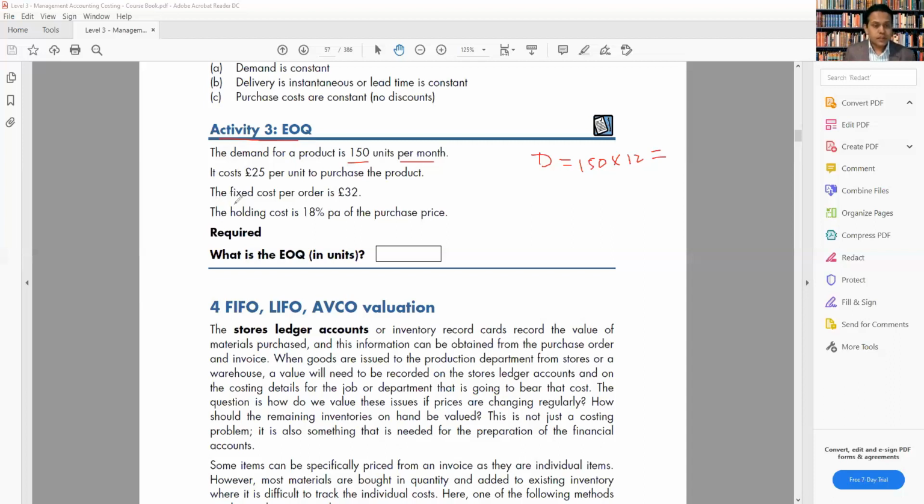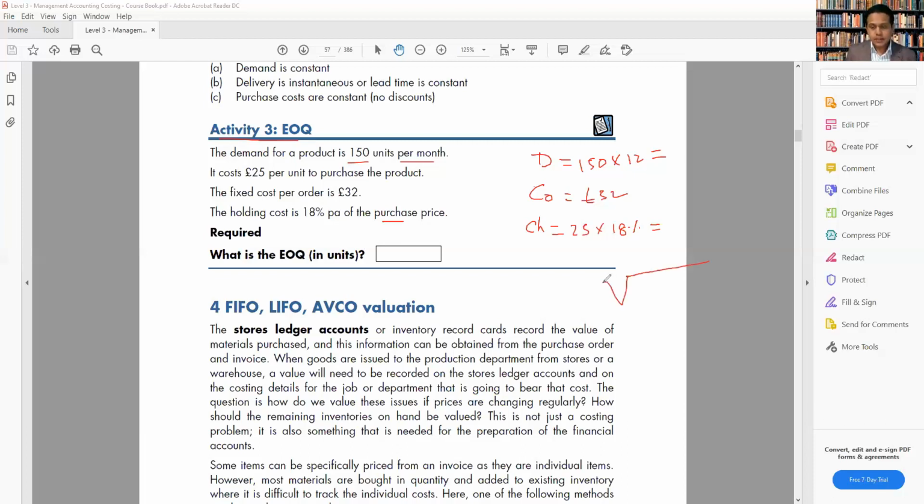The next one is the fixed cost per order, that's the cost of ordering. So CO, cost of ordering, is £32. And finally I need the CH, and it says the holding cost is 18% of the purchase price. That's the reason they give us 25. So 25 times 18% is the cost of holding. After that, we can use the EOQ formula and get the figure.